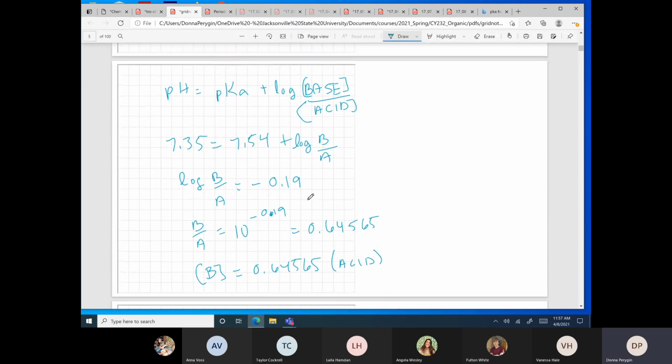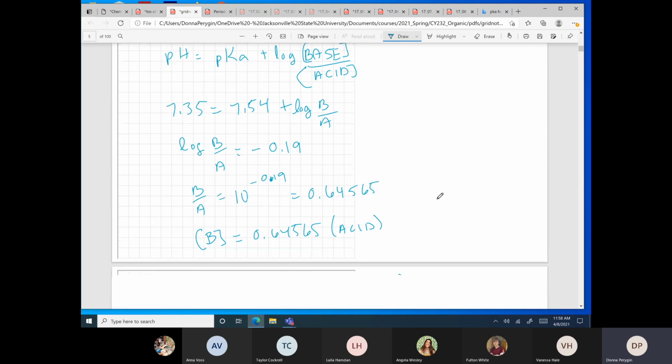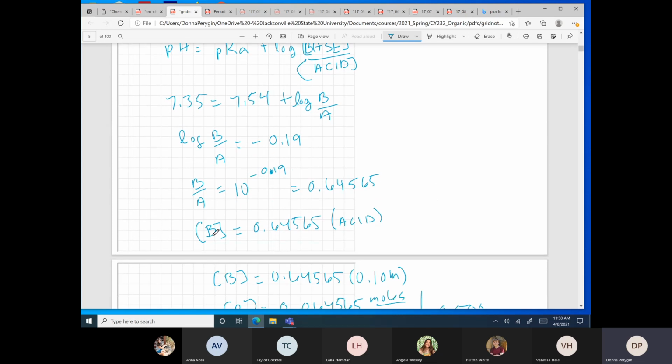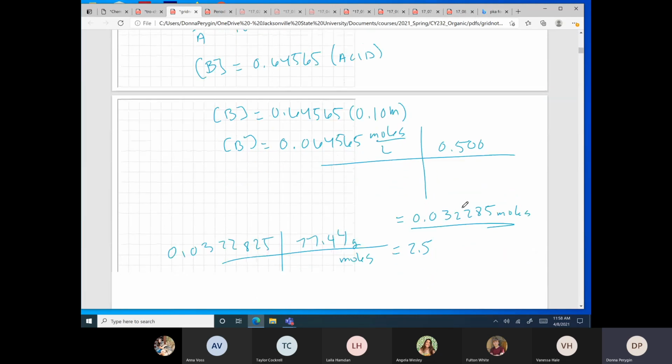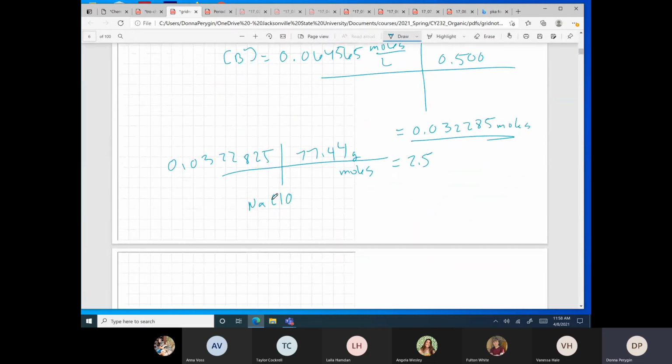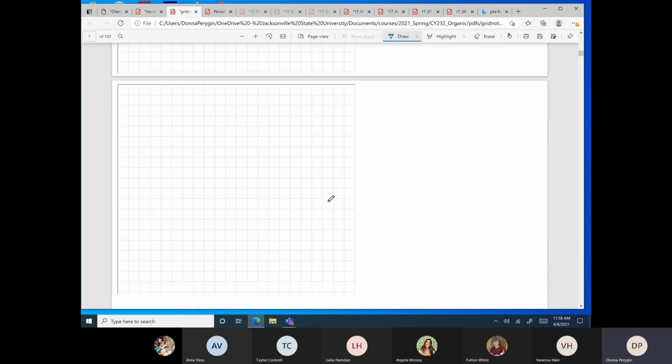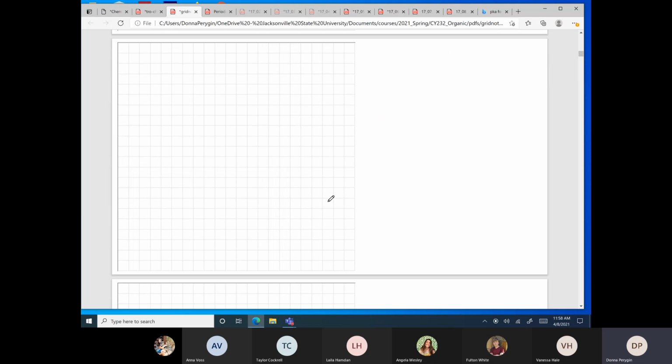So from the Henderson-Hasselbalch equation, I knew the concentration of my acid. I can calculate how much base I need to add by first calculating the concentration of the base from the Henderson-Hasselbalch equation, and then calculating the amount here that I had, okay, and then from that many moles I can calculate the grams of the salt that I needed to add to get that pH. So this was just a back calculation.